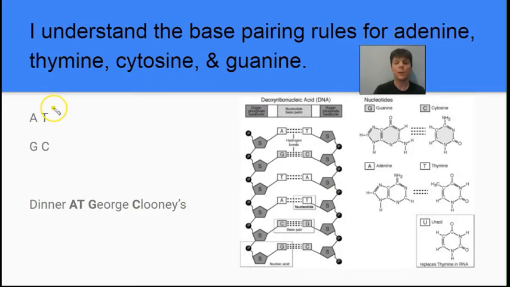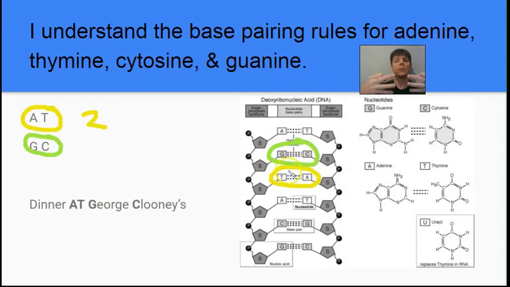So let's again review those base pairing rules. This is really critical to remember. Our rules are adenine always pairs with thymine, A with T. Guanine always pairs with cytosine, G with C. The adenine-thymine connection is held together by 2 hydrogen bonds. Guanine and cytosine are going to be paired by 3 hydrogen bonds. So the guanine-cytosine rungs of the ladder are much stronger. A mnemonic to help you to remember this is having dinner at George Clooney's house.